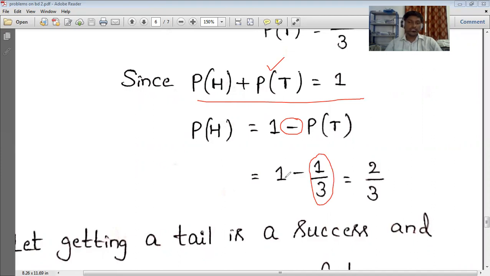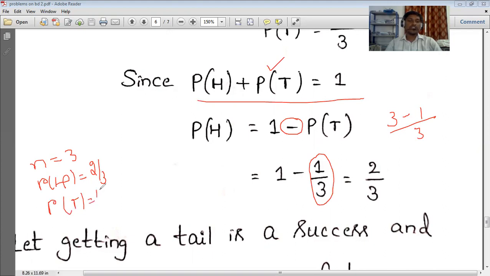Here 3 is the LCM, and how many times does it go? 3 times. So 1 into 3 is 3, so 3 minus 1 by 3, that is 2 by 3. So there it is, what we got. The number of trials, the number of tosses, n is equal to 3, they give. And next, P of H we calculated as 2 by 3, and P of T we got as 1 by 3.